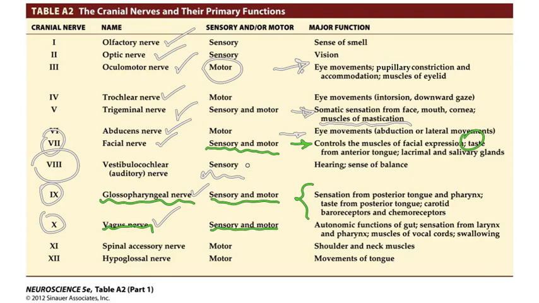So we'll see demonstrations of that in a little bit and talk more about that in detail. All right, so finally, nerves 11 and 12. Nerve 11 is the spinal accessory nerve. The spinal accessory nerve is derived from the upper cervical segments of the spinal cord.